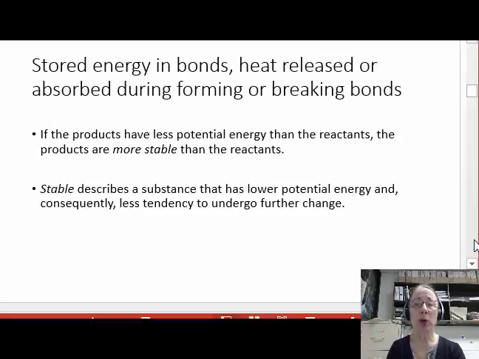It's also useful to compare the overall bond energy of the reactants with that of the products. The lower the stored potential energy in a bond, the more stable the bond is. Bonds with low potential energy are less likely to undergo changes. We will be comparing the stability of reactant bonds versus the stability of product bonds.